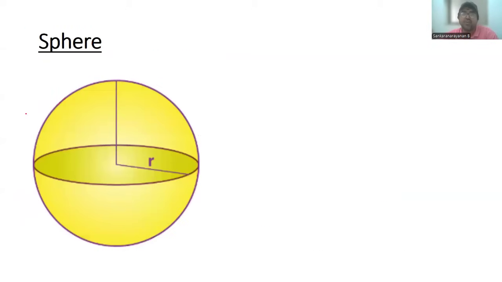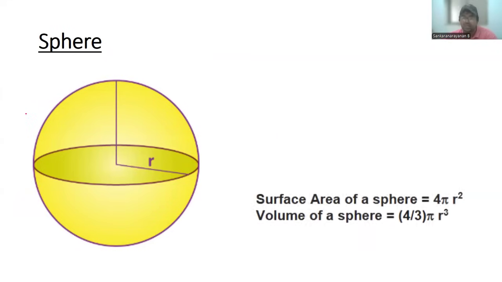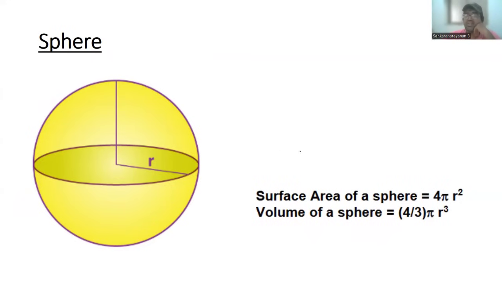Okay, now we have got the sphere. Sphere, you know the shape, the globe I told you, the football I told you. If the radius r is known to you, please note, the surface area of the sphere is given by 4 pi r square and the volume of the sphere will be 4 by 3 pi r cube.